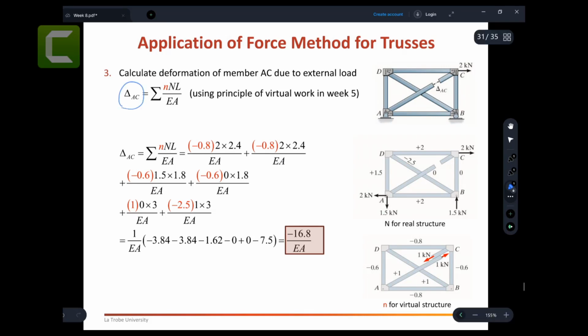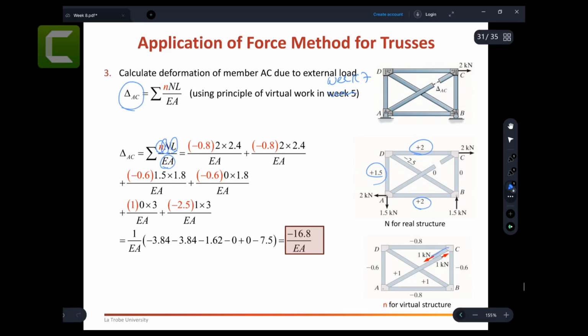So you have delta AC that you're going to find using the principle of virtual work in week number 7. Just make a correction here. So delta AC is due to the virtual load, and this is due to the real load, length, and this one. So you find this. Because you have 2 kilonewtons, you can find the reaction force, you find all the internal axial forces using the joint method, and you can find this capital N.